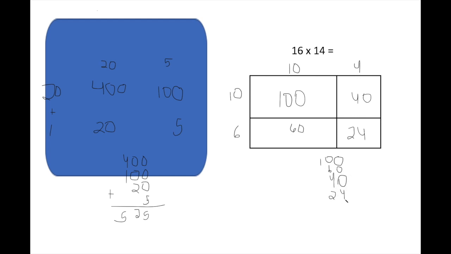And when we add that all together, 0 plus 0 plus 0 plus 4 equals 4. 6 plus 4 equals 10. 10 plus 2 equals 12. Carry our 1. 1 plus 1 equals 2. So the answer to 16 times 14 equals 224.